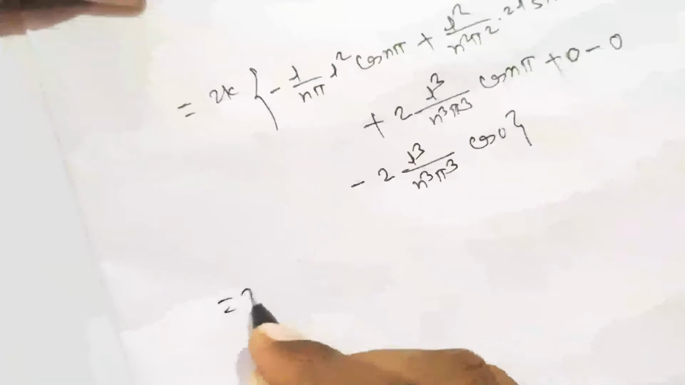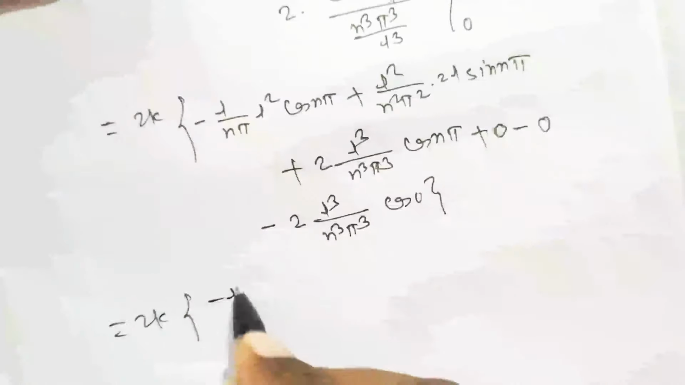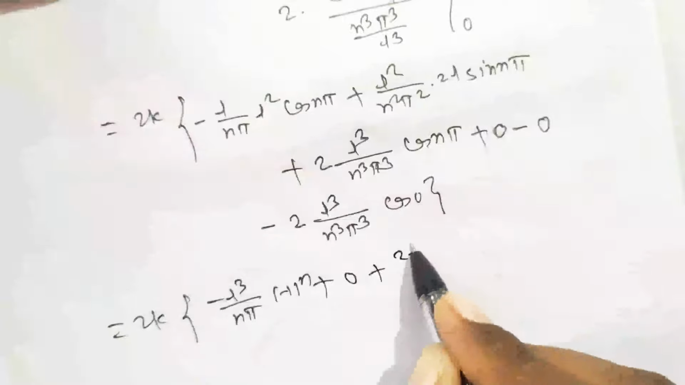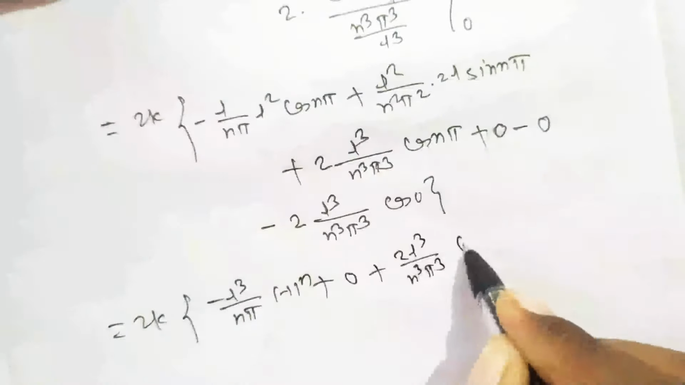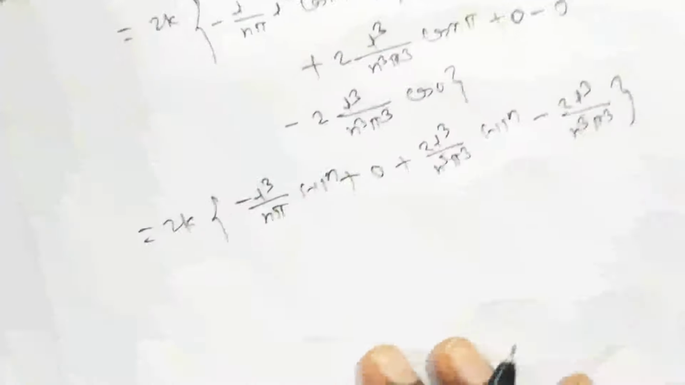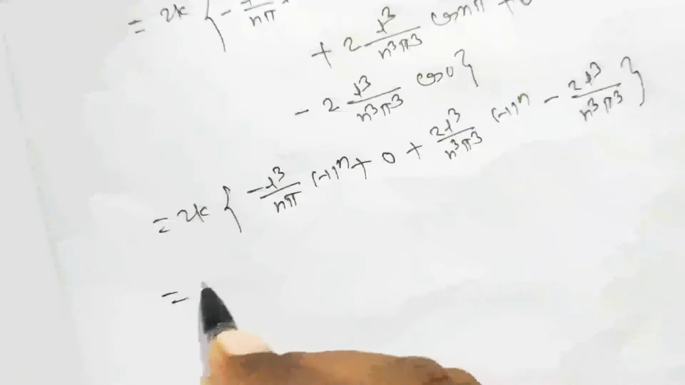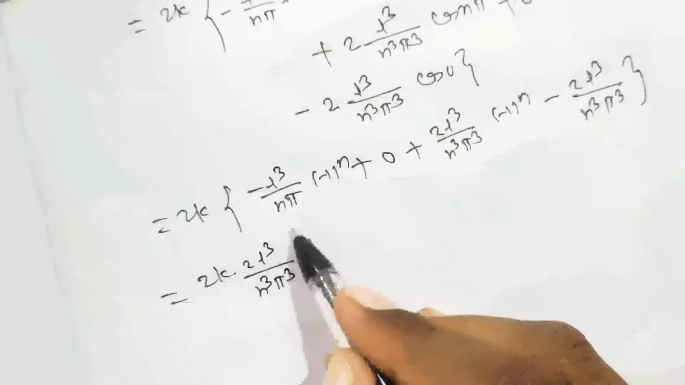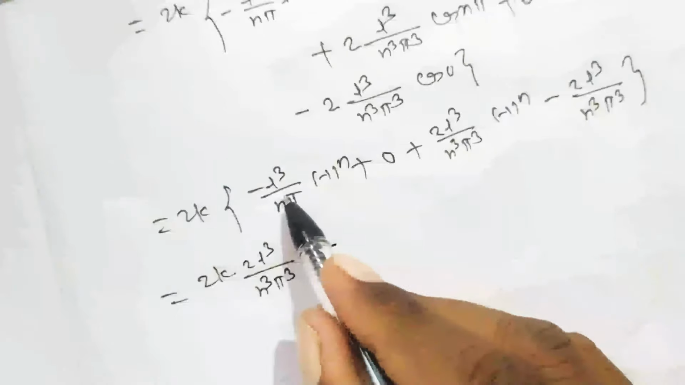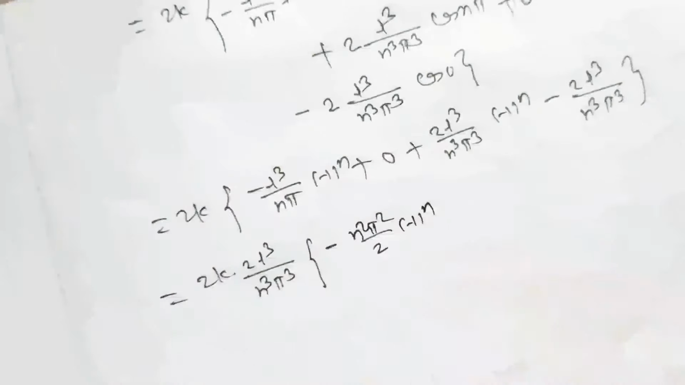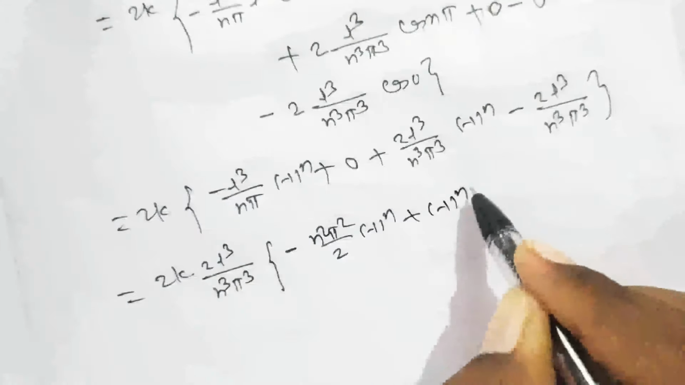Okay, now after simplification, what is this? This is equal to 2k into, we know that cos n pi equals minus 1 raised to n, and sin n pi is 0. So this l into l is l cube. So minus l cube upon n pi into minus 1 raised to n, plus sin n pi is 0, plus here 2 l cube upon n cube pi cube into minus 1 to the power n, and cos 0 is 1, so minus 2 l cube upon n cube pi cube. So we can take here 2 l cube upon n cube pi cube common. If you take that common, then 2k into 2 l cube upon n cube pi cube, since 2 was taken common, we have to divide by 2, the minus sign will come, l cube taken common, okay. So n square pi square by 2 will come into minus 1 raised to n, plus minus 1 raised to n minus 1.